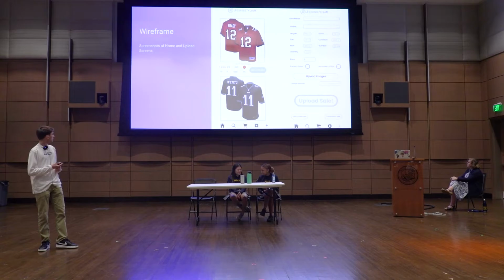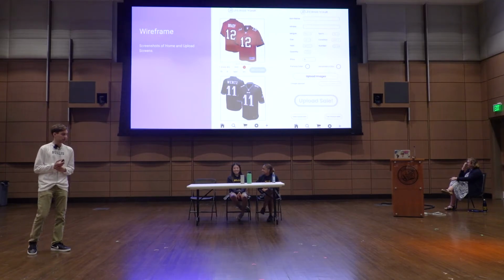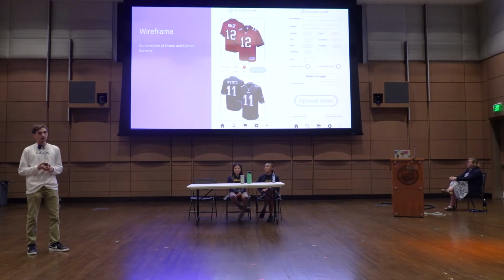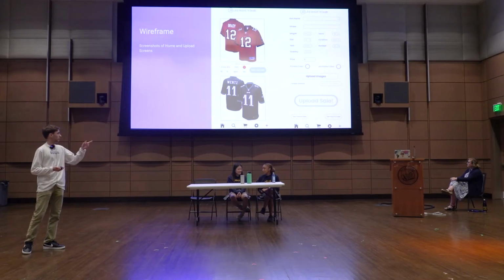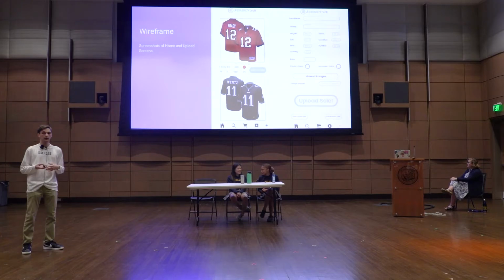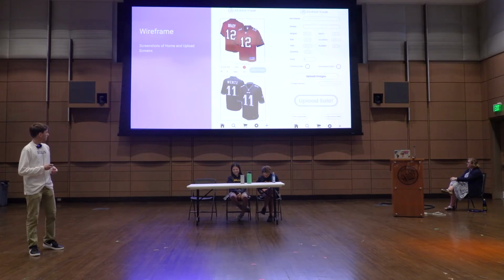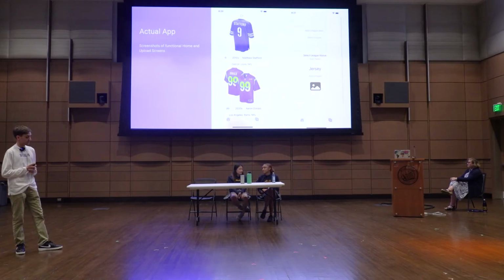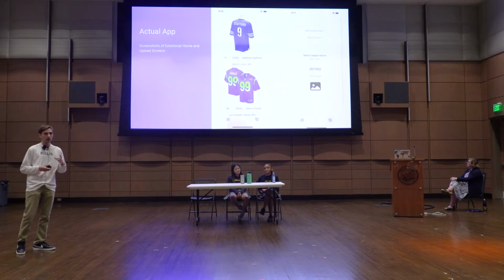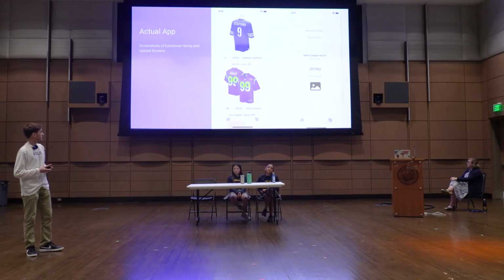So here are some screenshots of my Wireframe. On the left, you have the main screen, which is where you will scroll through and find the jersey you want to buy, and on the right is where you would go and upload a jersey. Now here's what I actually coded. So same thing. On the left, scroll through, and these are actual jerseys that are on my database. On the right, this is where you upload it.